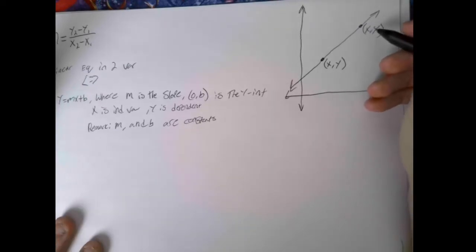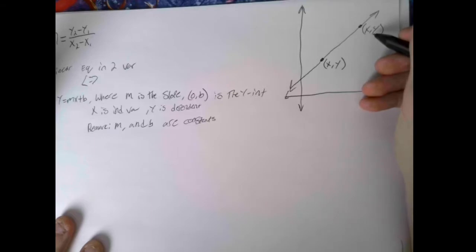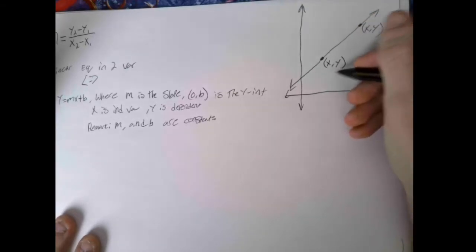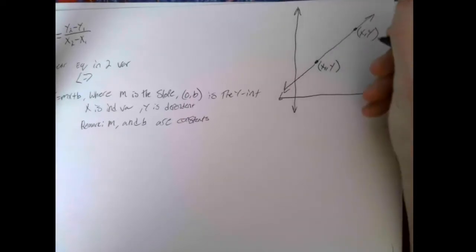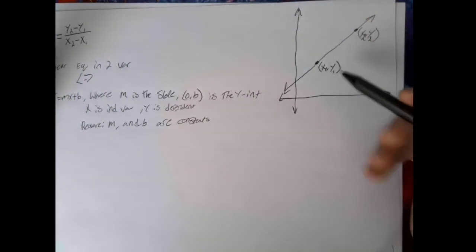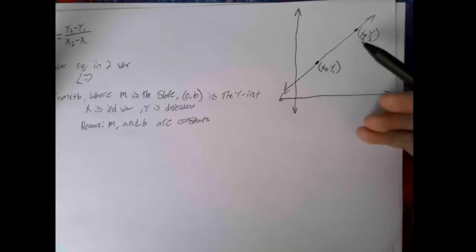But these are 2 different points, so we can't call this one x comma y and this one x comma y. They're both x values and they both have a y value, but they're not the same, so we have to denote that in some way. How we do that is we use what's called subscript, and we'll call these x1 y1 and x2 y2. So this is no longer just some x values, it's now a specific x value, x1 and x2.